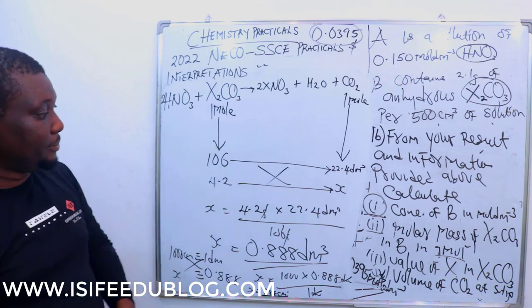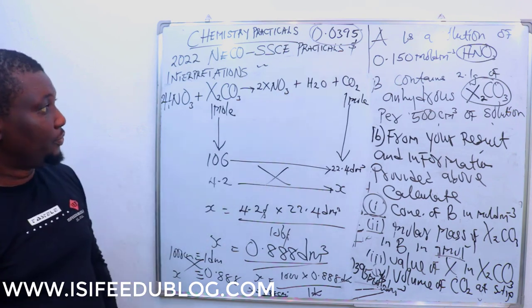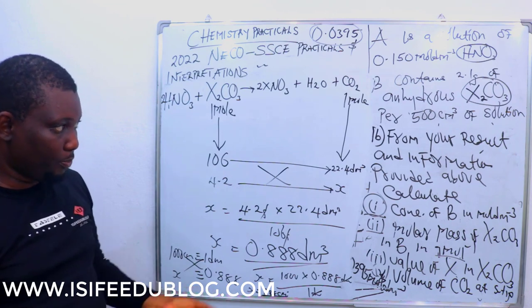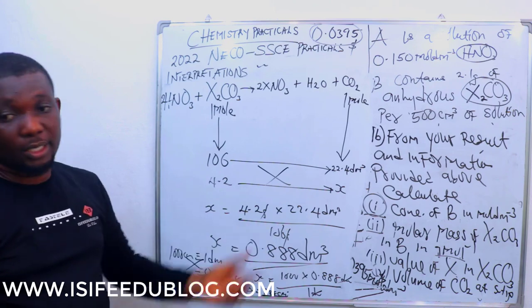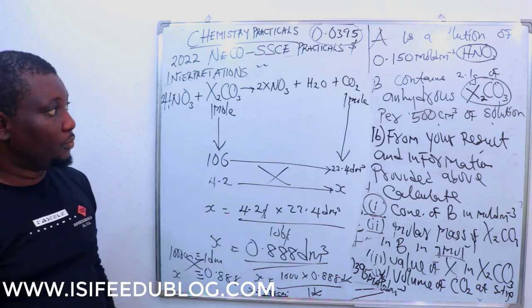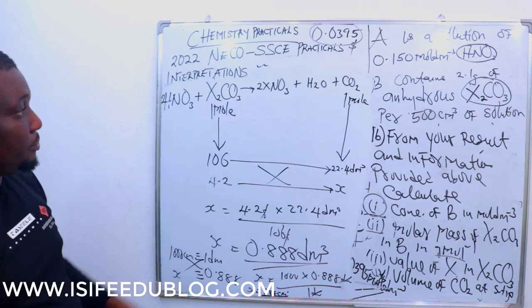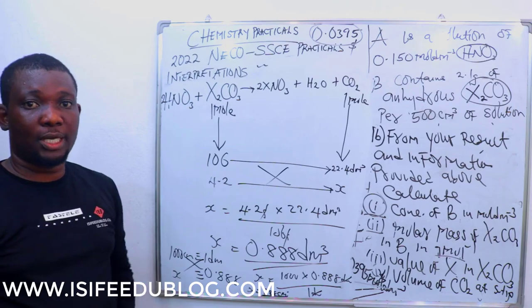Pause the video. That is a way to solve the volume of the gas given off at standard temperature and pressure. You use all the indices and parameters you obtained from part II, then we get part IV as per the volume of CO2. In my next stage of the question, we're going to go to number 2, which is on salt analysis.